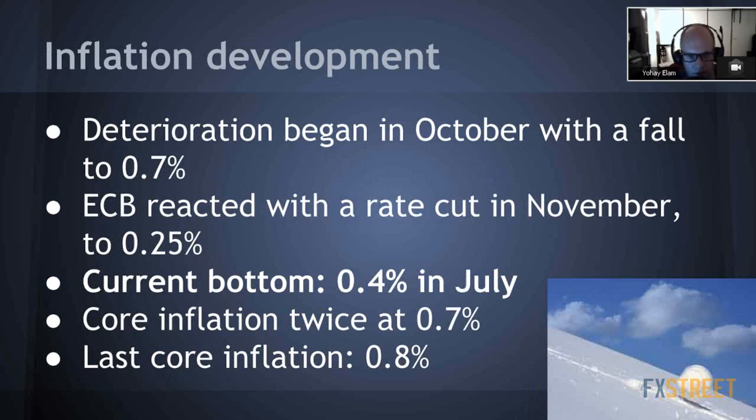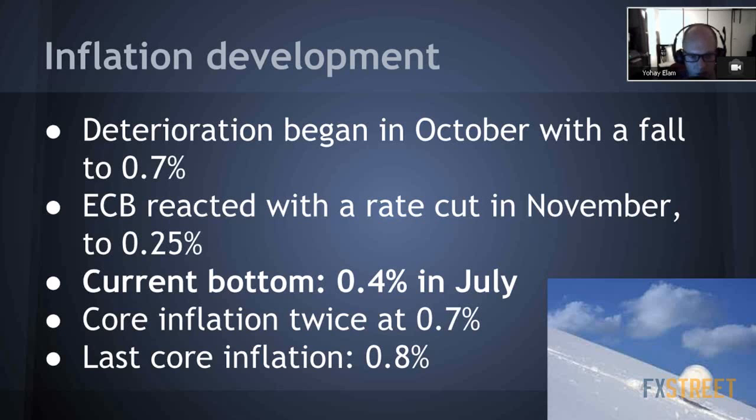So how has inflation behaved? The big fall began in October of 2013 with a fall to 0.7%. The ECB reacted immediately with the rate cut in November to 0.25%. But inflation kept on falling. It stabilized at around 0.5, 0.6%. But now the initial figures for July show 0.4%.